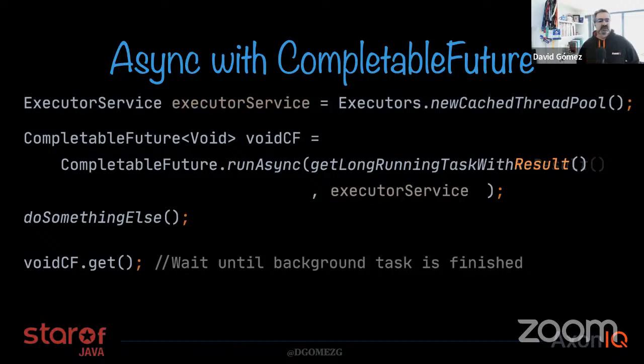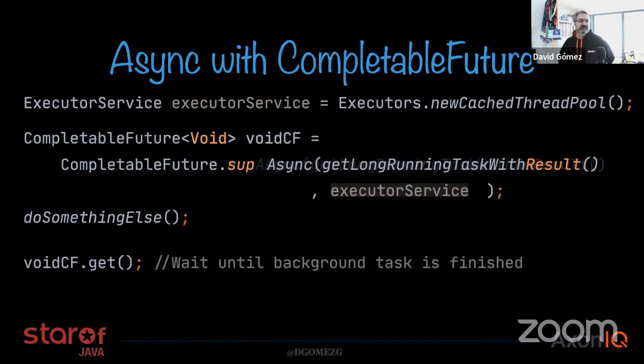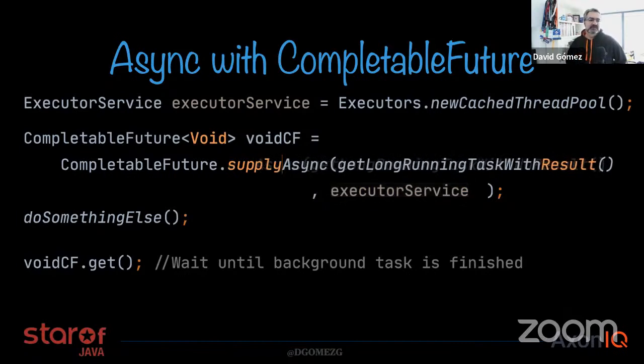In this case, what we are going to use is not the run async, but a different method, the supply async method. This is a small difference in the method. And also, the CompletableFuture that we are going to get is not a CompletableFuture of Void, it's a CompletableFuture of the type of result that our task is going to return.